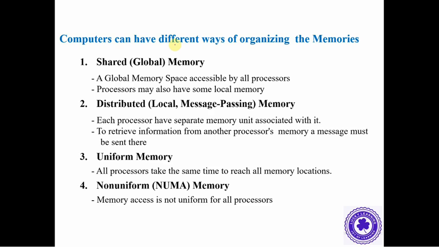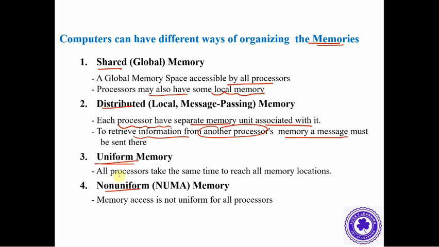And here computers can have different ways of organizing the memories. So far we have discussed shared memory and distributed memory. Along with that, I'm going to discuss uniform memory and non-uniform memory. In the case of shared memory, there is a global memory space accessible by all processors. Processors may also have some local memory. In the case of distributed memory, each processor has a separate memory unit, which we call private local memory, associated with each processor. And to retrieve information from another processor, one processor has to communicate with another processor by sending messages.